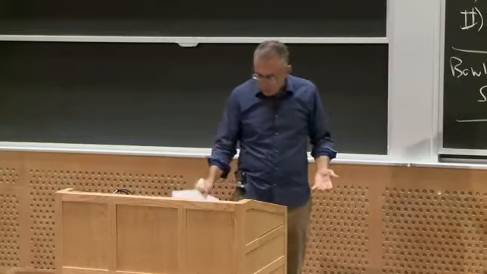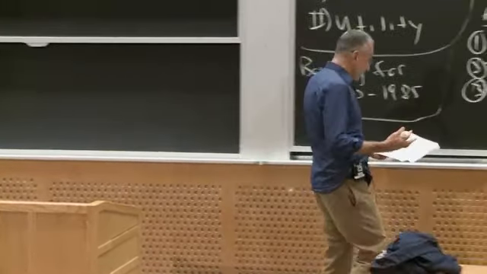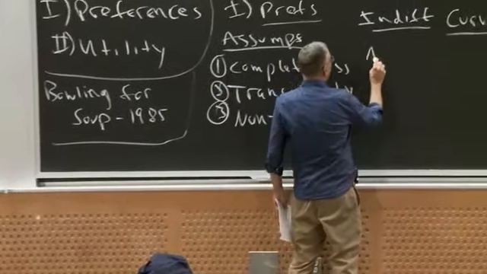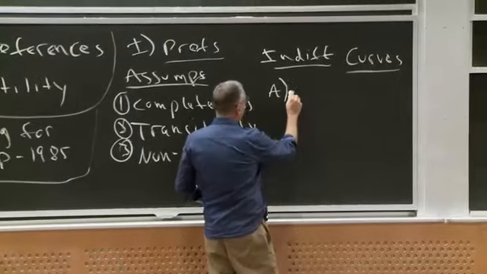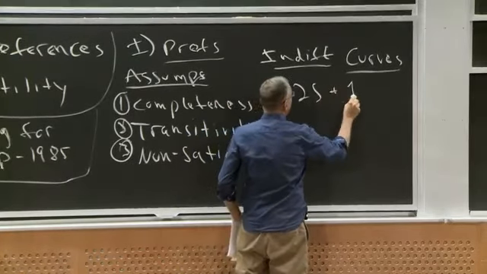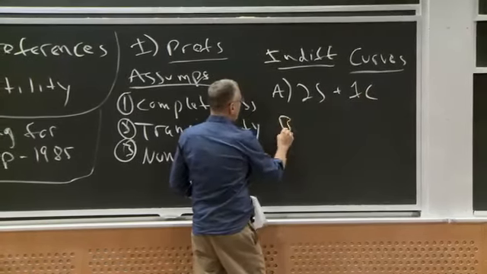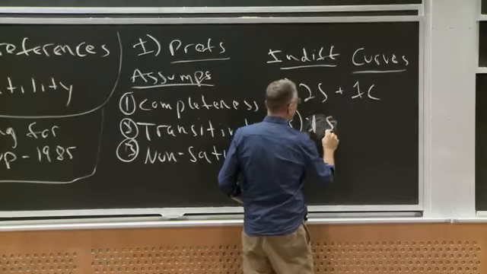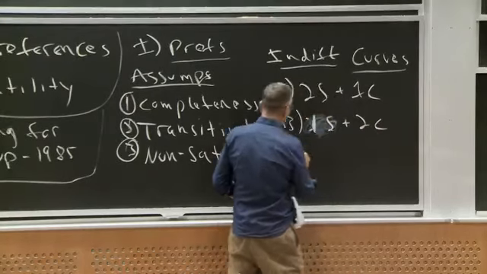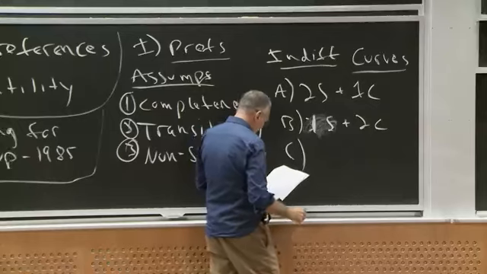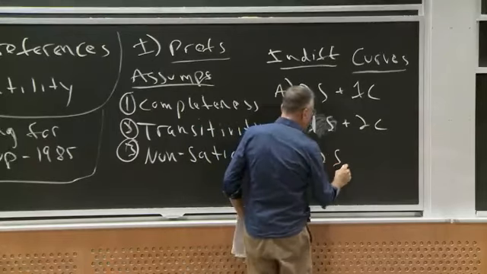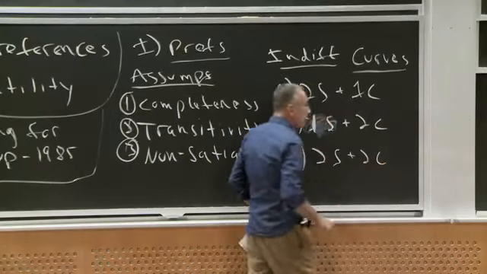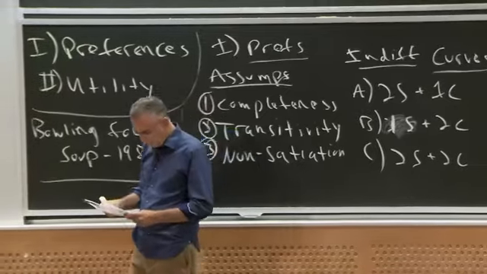So let's say I have 2 goods, and let's say you're going to face 3 choices. Choice A is you can have 2 slices of pizza and 1 cookie. Choice B is you can have 1 slice of pizza and 2 cookies. Or choice C is you can have 2 slices of pizza and 2 cookies. Those are your 3 choices you're facing.